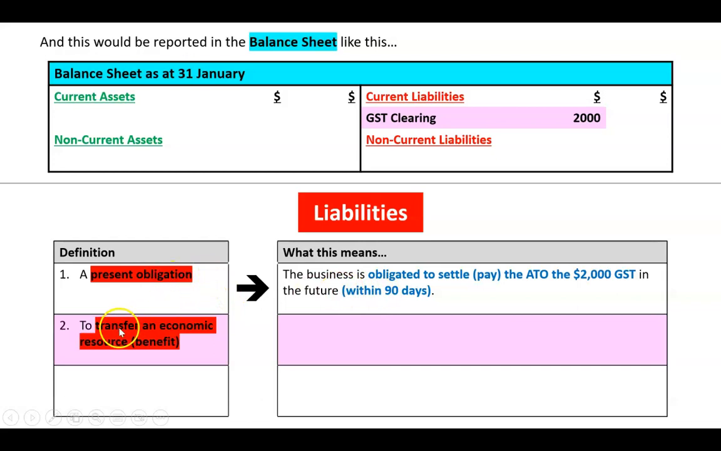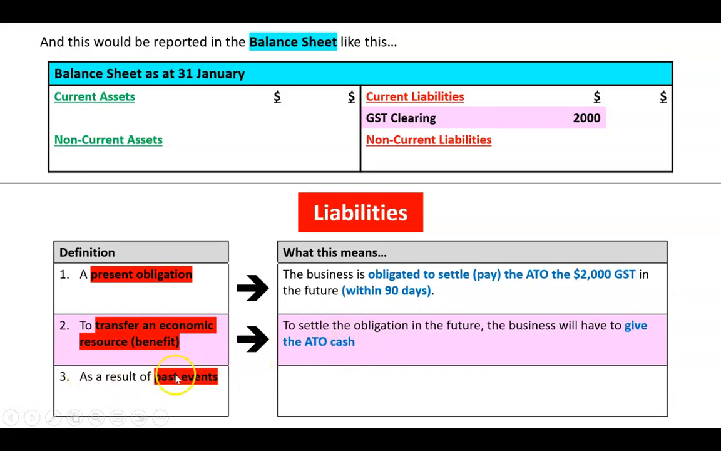What else makes it a liability? A liability is when you have to transfer an economic resource or benefit to another party. Well, in this case, to settle that obligation, we're going to have to transfer the ATO cash. So the economic resource that we have to use to settle most of our liabilities is going to be cash. And lastly, it has to arise as a result of past events. What does that mean? Well, it means that this obligation, this liability, occurred as a result of all the transactions that had GST during January. And that's why that's a current liability.